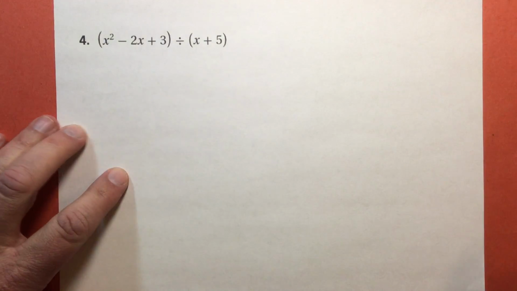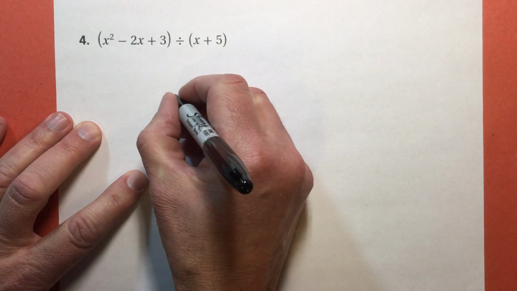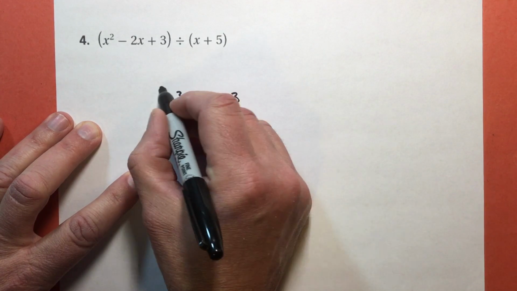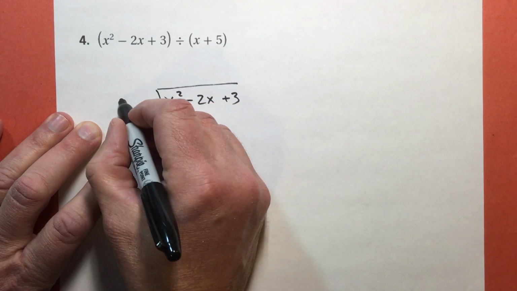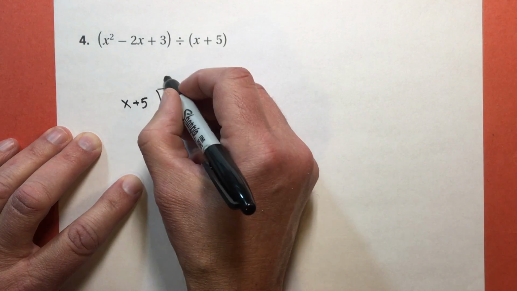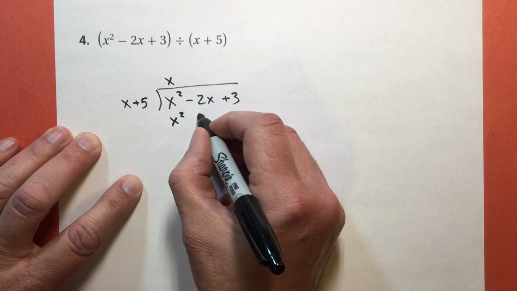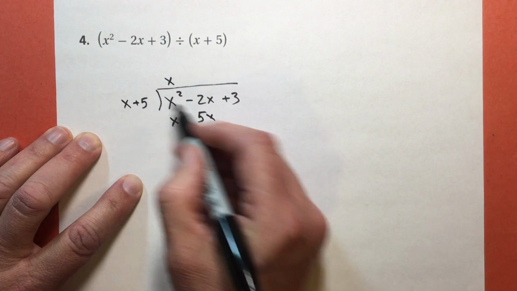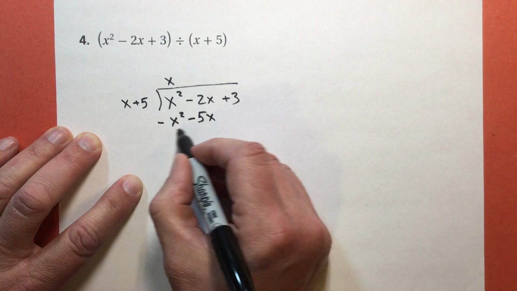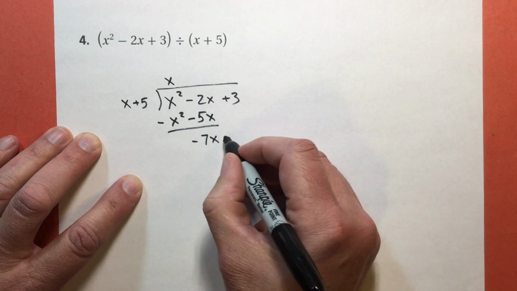All right, let's do one more with long division. Again, x to the second power subtract 2x plus 3. That's in standard form already. That's nice, and it's not missing any terms. What do I multiply x by that equals x squared? That's the other x. I get x to the second power and 5x, because x times 5 is 5x. Subtract. I get negative 7x. 3 plus 0 is 3.